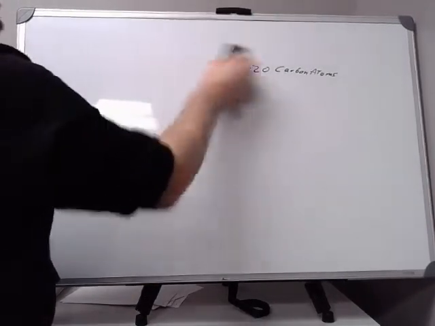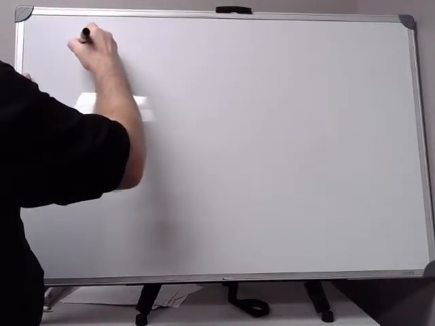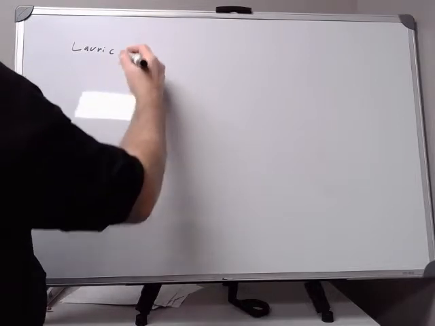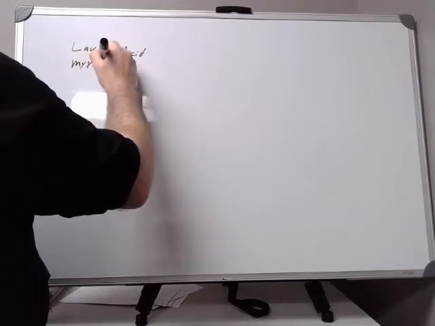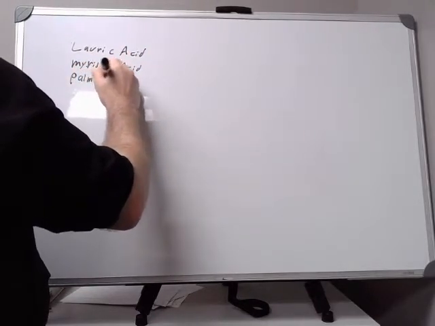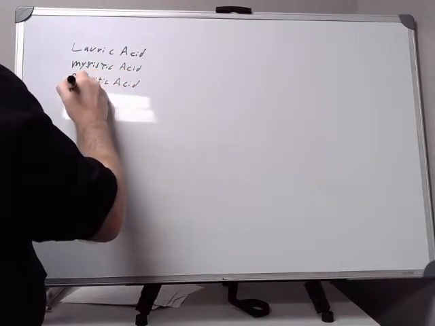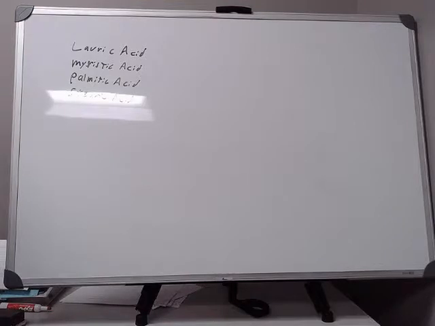We'll look at the melting points of different fatty acids. In general, as the tail of the fatty acid becomes longer, the melting points become higher. And so we'll look at a few different fatty acids here. We have lauric acid, myristic acid, palmitic acid, and stearic acid. And these are the common names of the fatty acids rather than the IUPAC names, but the common names are what's usually used.